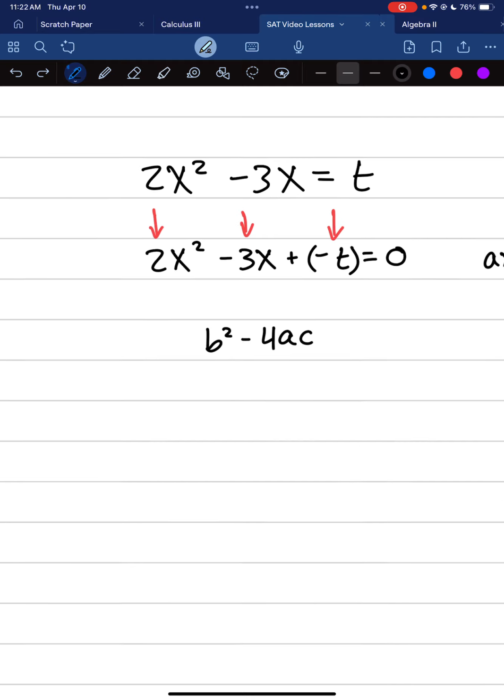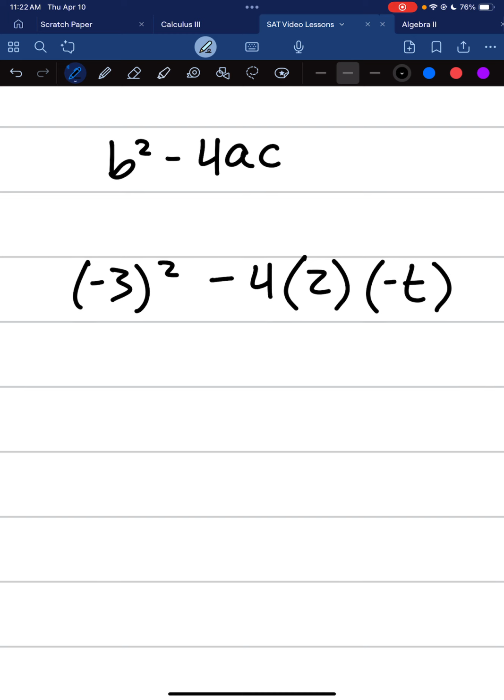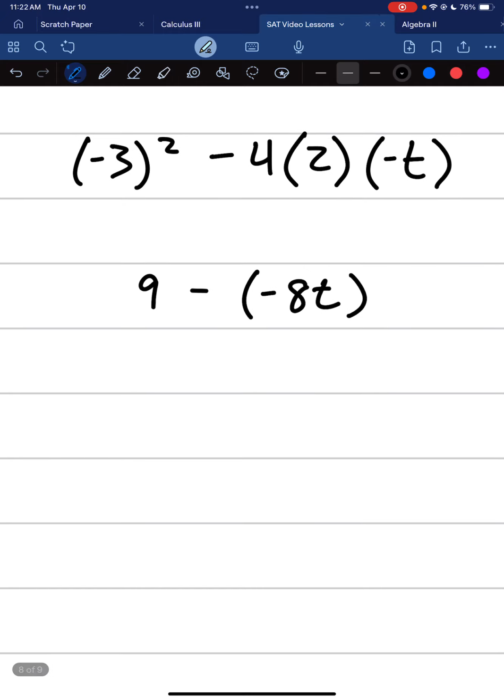So now that we know our a, b, and c values, I'm going to plug those into the discriminant formula, and I get b squared, or negative 3 squared, minus 4 times a, which is 2, times c, which is negative t. And if I simplify this, negative 3 squared is going to be positive 9, and then minus 4 times 2 is going to be 8, and 8 times negative t is going to be negative 8t, so I have 9 minus negative 8t. And 9 minus negative 8t is just going to be 9 plus 8t.